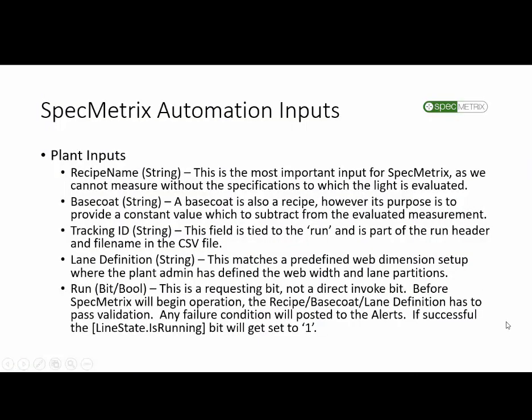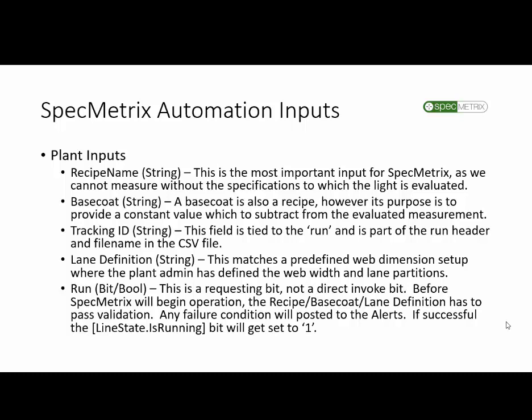And lastly, the most important one, aside from the recipe name, is the run bit. Setting a run bit to 1 does not mean that we are automatically going to begin measuring. What that means is that it's going to request that SpecMetrix validate the recipe name, base coat name, tracking ID and lane definition that have been input from the PLC.